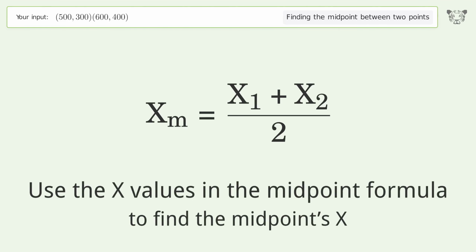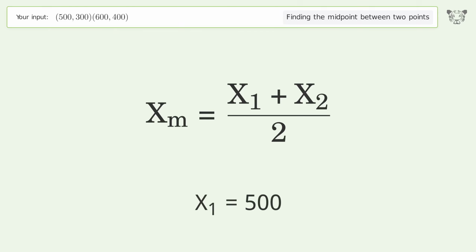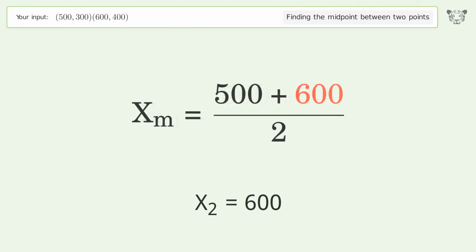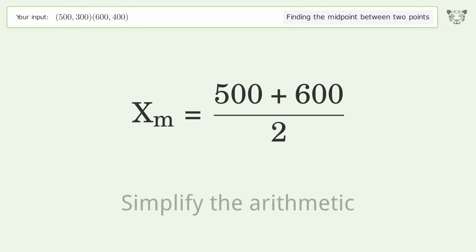Use the x values in the midpoint formula to find the midpoint's x. x1 equals 500. x2 equals 600. Simplify the arithmetic.